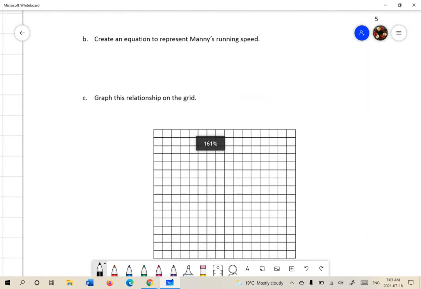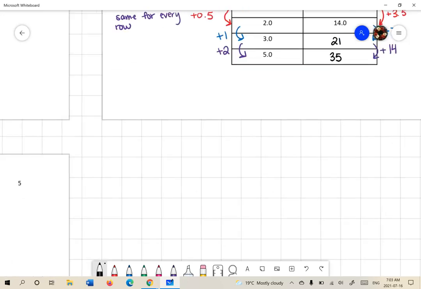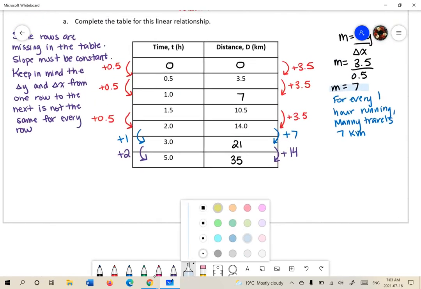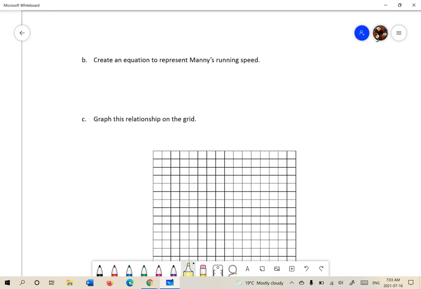Now it's asking us to create an equation. I know from my table of values that this is direct variation because when x is equal to 0, y is equal to 0. I'm also going to use t and d as variables instead of x and y. D is equal to my slope we found, 7t. And finally, it's asking us to graph this relation on the grid.